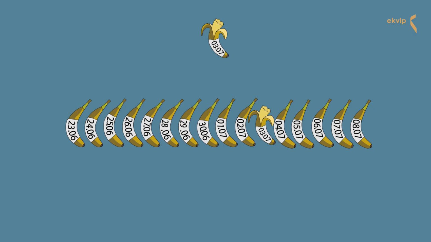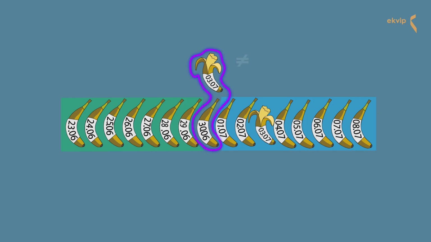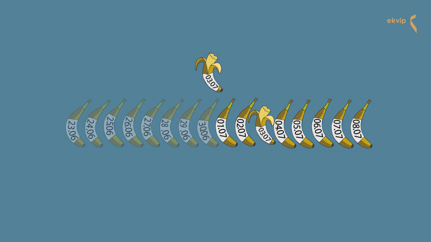Here's how it works step by step. We divide the bananas in half and compare the banana in the middle with our wanted one. The banana in the middle has an expiration date of June 30th. Since the bananas are sorted by date, we know that all 8 bananas on the left are earlier than our target date, so we don't need to check them. Now we focus on the right half.